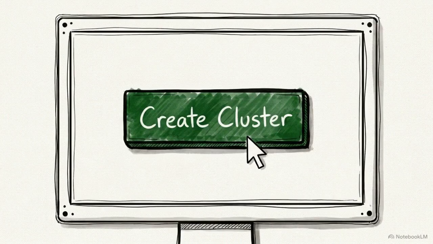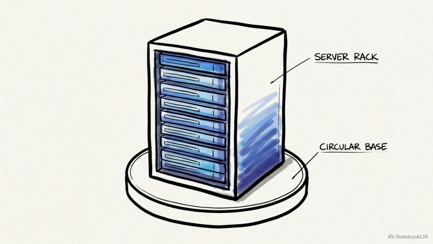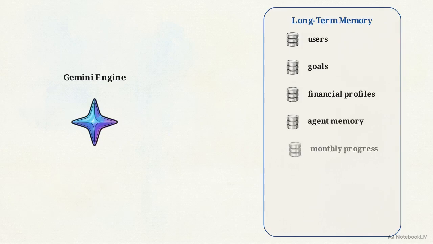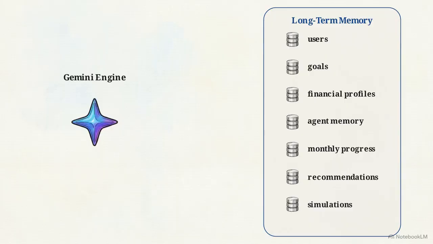We begin with the memory layer. Open your MongoDB Atlas dashboard and establish a new database environment to serve as the backend storage for the agent's history. Create 7 specific collections: users, goals, financial profiles, agent memory, monthly progress, recommendations, and simulations.